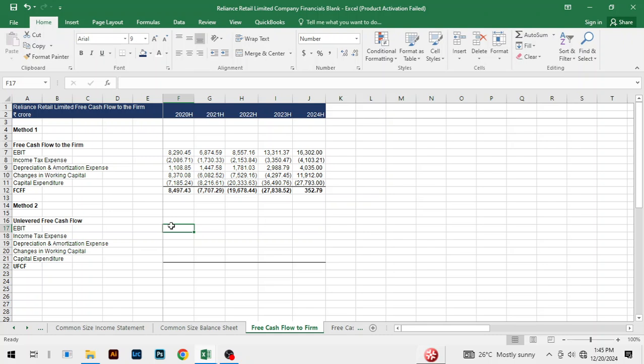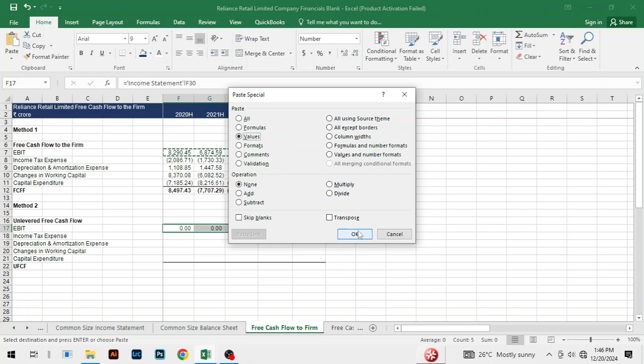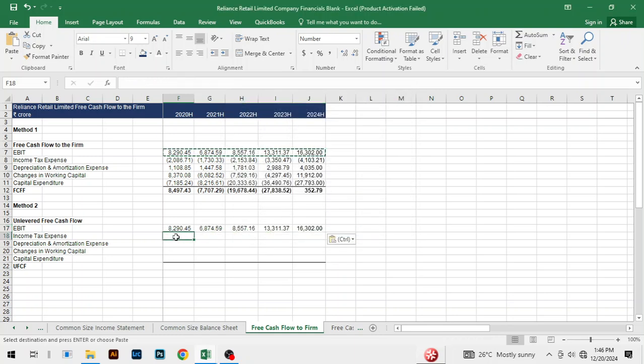So here we want to do the same thing. We want to hard code these figures here, let's hard code these figures here, and let's just convert the sign here.